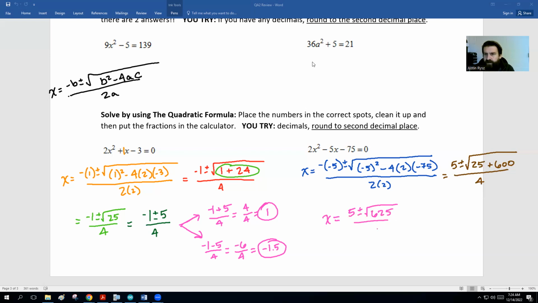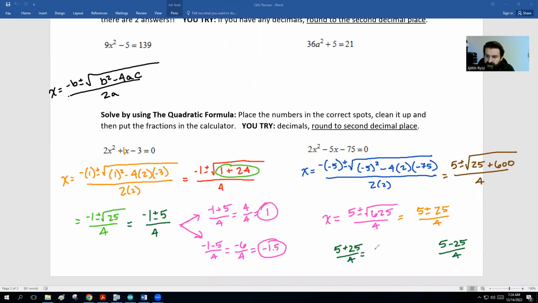All right, and then we're going to take the square root of 625. I think that actually comes out nice. Oop. When we take the square root, we don't put the symbol there. Square root of 625, is that 25? It sure is. Over 4. Okay, so let's break this up into 2 problems. One problem is 5 plus 25 divided by 4. The other one is 5 minus 25 divided by 4.